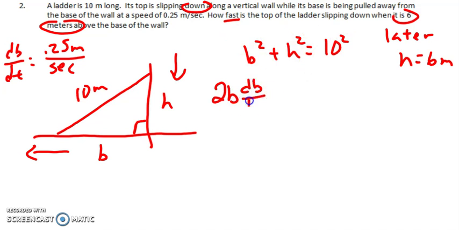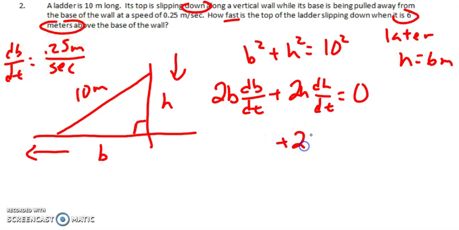So let's go ahead and do that. Should be h dh/dt. And then when we take the derivative of 10 squared, this is simply a number, a constant, so that would be 0. And now we can plug a few different things in. We know our height is 6. We know dB/dt is 0.25. So I have 2, and then h is 6, and then dB/dt is 0.25, and this is going to be equal to 0.